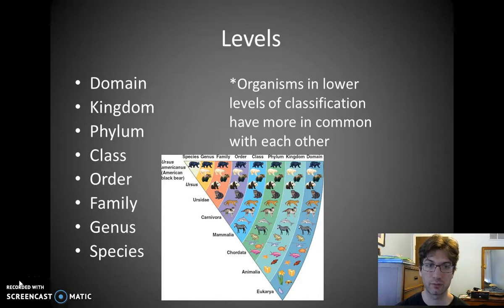binomial nomenclature off of. So as you can see from the little graphic here, it does follow the American black bear. It fits in this domain here along with all these other organisms, even these little protists down here. All of them fit in the Eukarya domain, and more specifically, as it gets down, it does have a kingdom, a phylum, a class, an order, a family, a genus, and a species. Once it gets down to the species level, you are pretty much only talking about the American black bear.